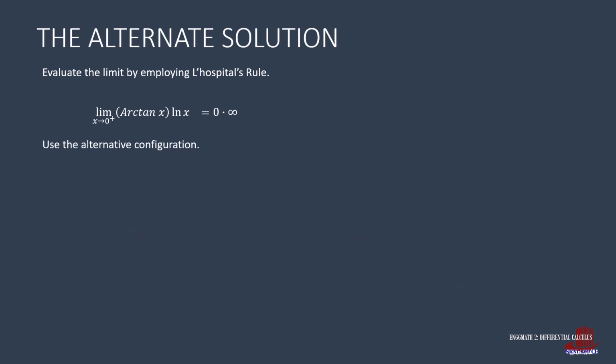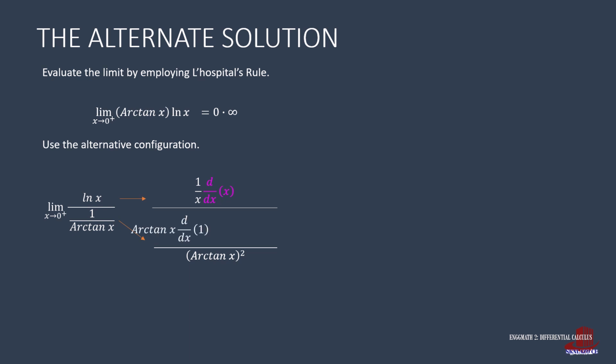Work on a different configuration, where the numerator is ln of x and the denominator is the reciprocal of arctangent of x. The derivative of ln of x is 1 over x, then attach chain rules dx upon dx. The denominator uses quotient rule, with a denominator of the square of arctangent of x. The numerator has two terms, starting with arctangent of x times the derivative of 1 minus 1 times the derivative of arctangent of x.